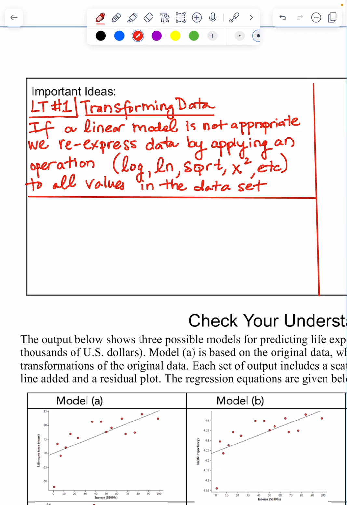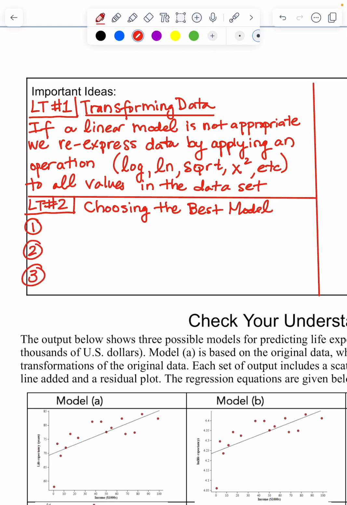Okay, so what might you be asked to do? The first thing you could be asked to do in the context of transform data is to choose the best model. So when choosing the best model, there's 3 things that you can consider as you make your choice. The first thing is check the scatter plot for linearity. Does it look linear? Which one looks the most linear?